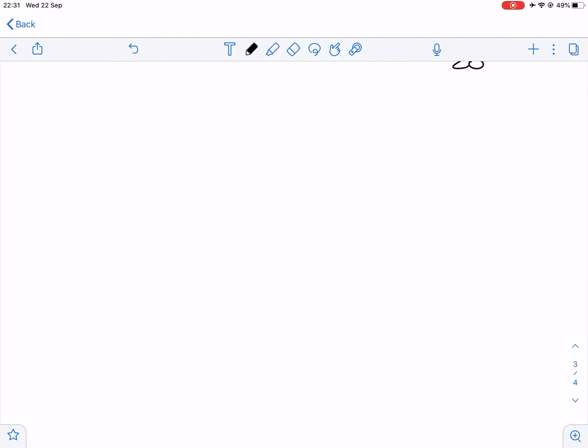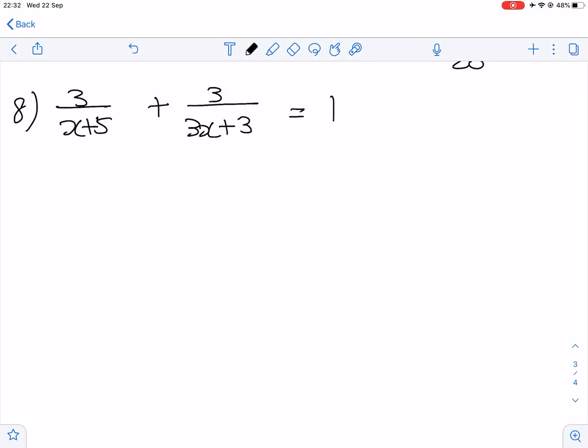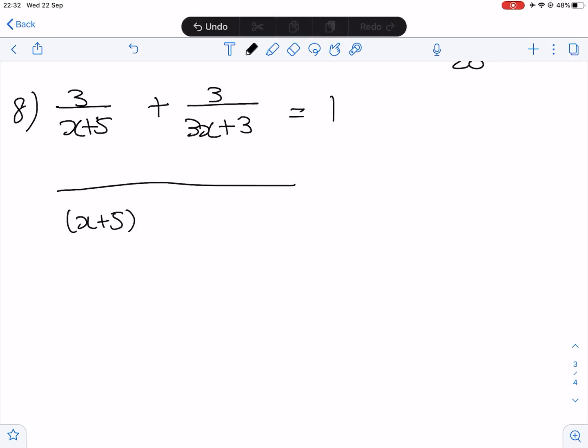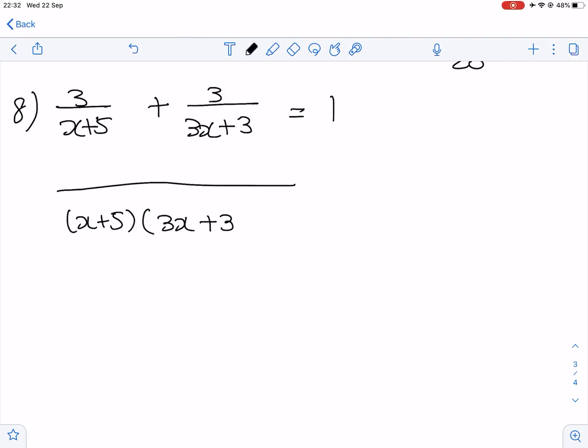I think question 8 is the hardest question out of the 10. So you have 3 over x plus 5 plus 3 over 3x plus 3 equals to 1. So again, when we adding fractions, we want to have a common denominator. So here, my common denominator is going to be x plus 5, 3x plus 3. So on the top, I multiply the 3 by 3x plus 3 and 3 by x plus 5. So remember this one just means 1 over 1.